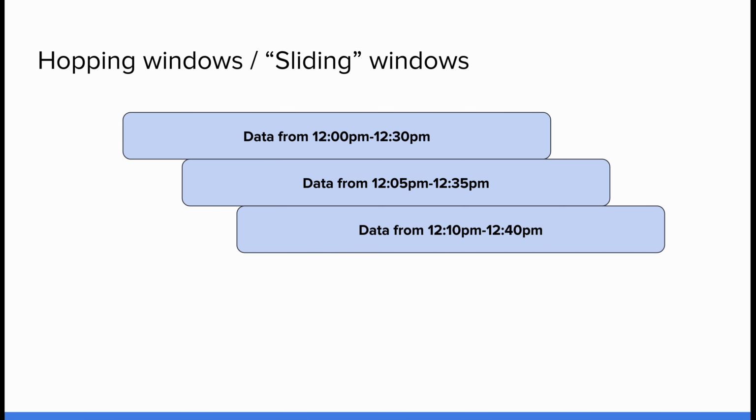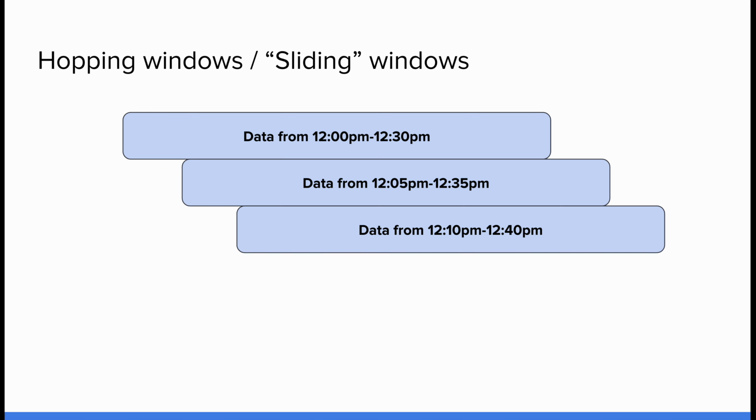Let's shift our focus to hopping windows, also known as sliding windows, within Dataflow. Each window has a fixed duration, again. However, unlike tumbling windows, hopping windows overlap. They hop forward at regular intervals. These intervals are called hops. So then that creates a new window that includes some of the previous window, and that overlap depends on the size of the hop.